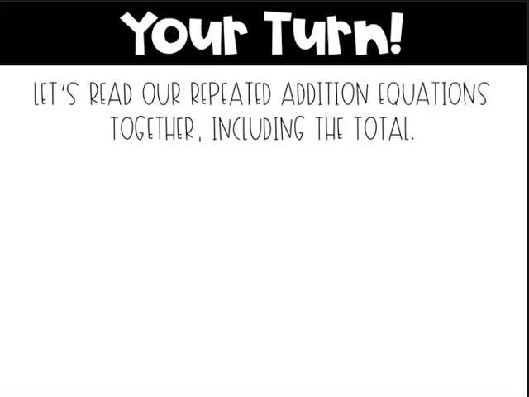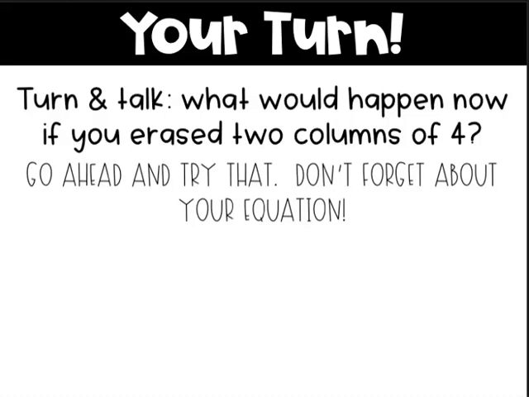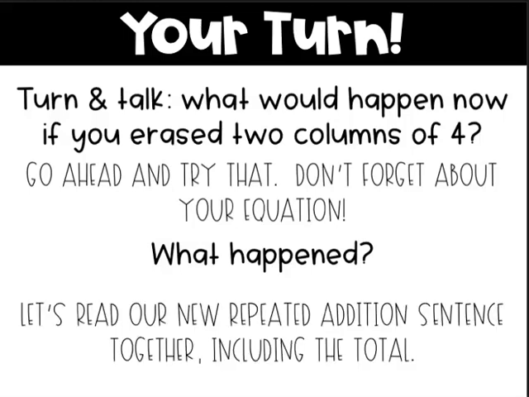Okay, let's try something else here. What do you think would happen if you erased 2 columns of 4? Go ahead and try it. But don't forget about the equation. So you're going to want to rewrite that below. Pause and fix this. So what happened? Yeah, our total is much smaller. So if I've taken away 2 of those columns, let's read that new equation or repeated addition sentence together. I now have 4 plus 4 equals 8.